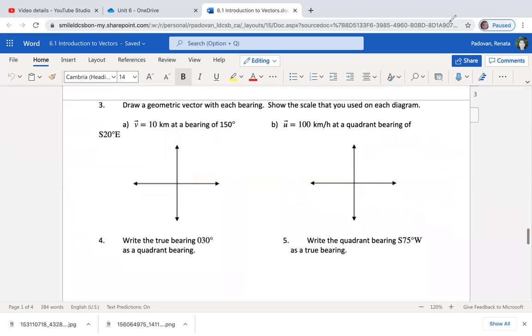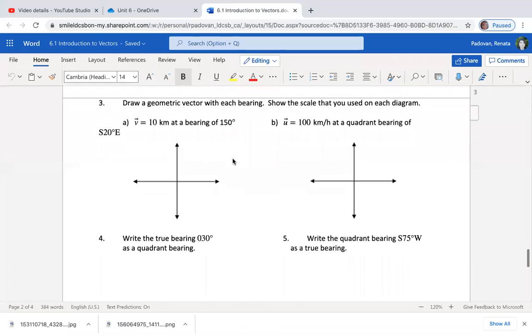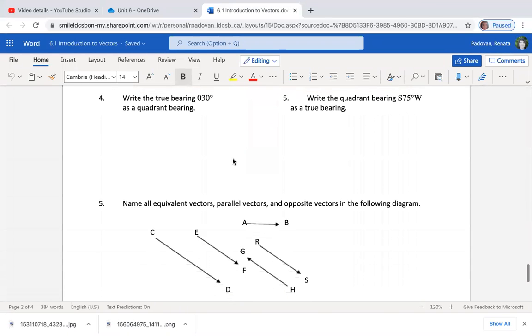And then we're almost done here. Write a true bearing. Now notice how it's 3 degrees there, right? The true bearing has to be 030, 30 degrees, as a quadrant bearing. So we're switching from one to another.